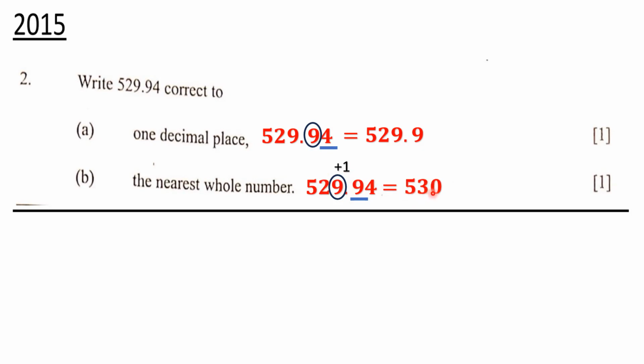So it's 530. Let me say that again. So again, we circle 9, we underline the other 9. 9 is greater than 5, so we round up, so this becomes plus 1. We know that 9 plus 1 is definitely 10, so we put the 0 down in the ones place. And then we put the 1 on top of the 2. So now it's 2 plus 1, and 2 plus 1 is going to be 3. And so we have 530. We do not include the decimal part, no decimals, because we're trying to round it to a whole number. So 530 is definitely a whole number.